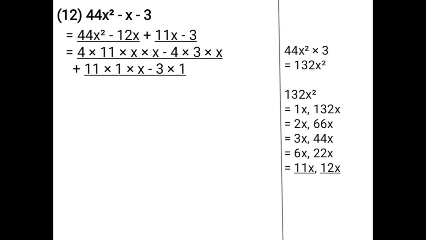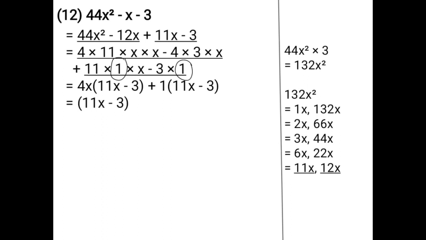Underline and make two groups. In the first group, which is common, circle it. 4x is common, that is equal to 4x in bracket 11x minus 3. In the second group, which is common, 1 is common, that is plus 1 in bracket 11x minus 3. Bracket 11x minus 3 is repeating, that write only one time in the bracket next step. That is equal to 11x minus 3. Outside the bracket of 11x minus 3 is 4x and plus 1, that you have to write in the second bracket. That is 4x plus 1.